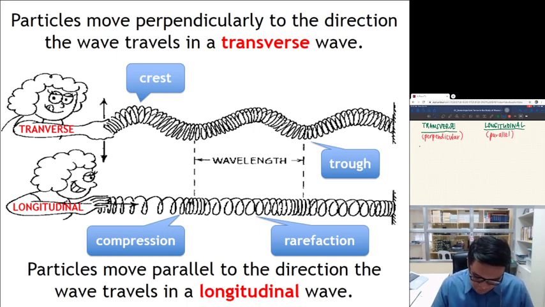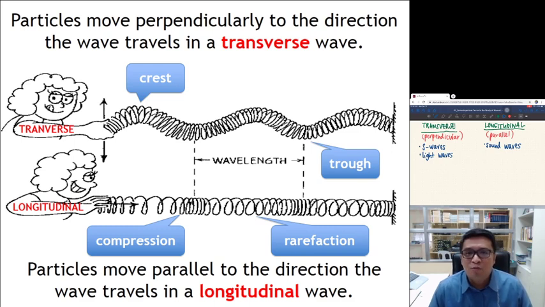Some examples of transverse waves are the S waves we see in our earthquakes, and even light waves. On the other hand, sound waves are a good example of longitudinal waves. So this means that for sound waves, there are areas where the waves are compressed, and there are areas where the waves are rarefied or spread out.